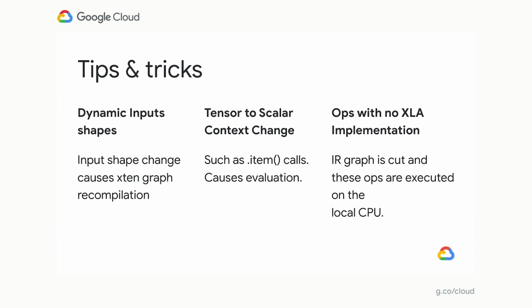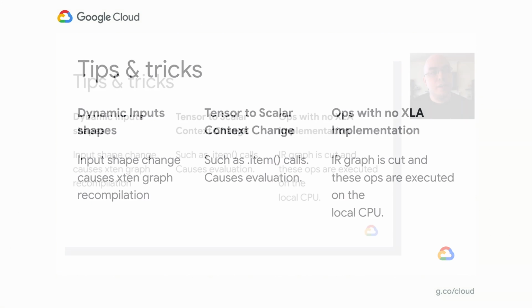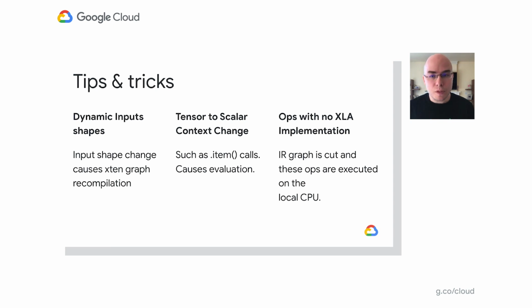One of the most common pitfalls is dynamic input shapes. As Vaibhav noted earlier, every time the intermediate representation graph changes, this triggers an XLA recompilation, and that slows things down. This happens when the model has input shapes that change from one step to another. A good example is an NLP model where you have sentences of varying length, for example, or an image model with images changing shapes.